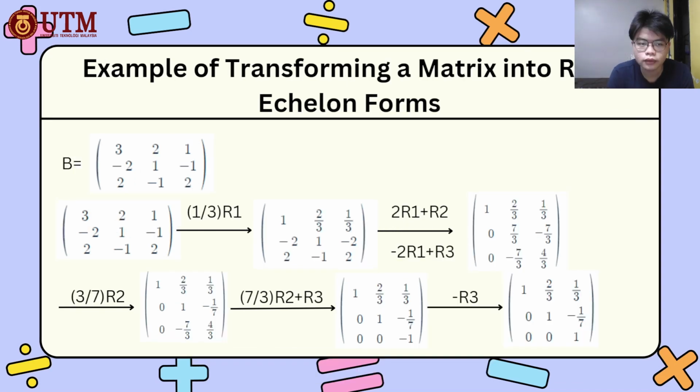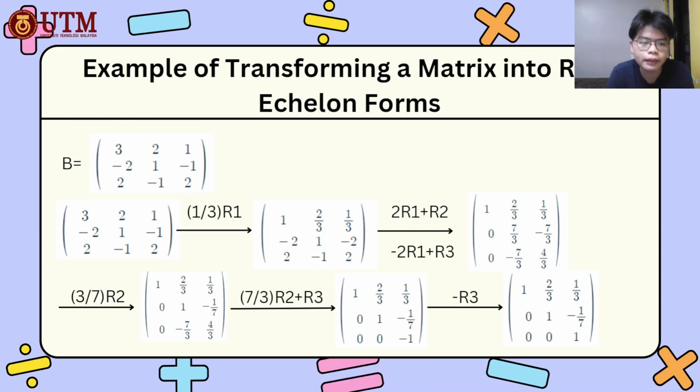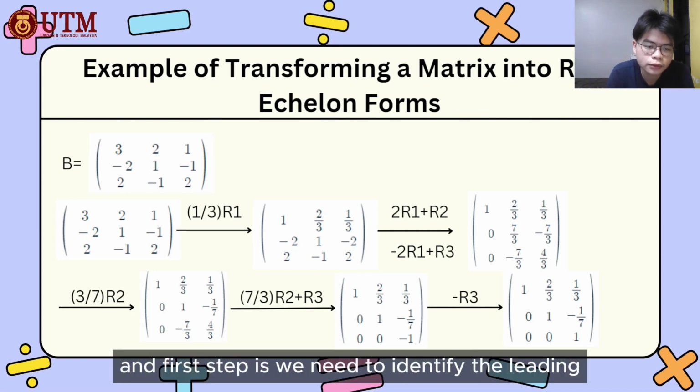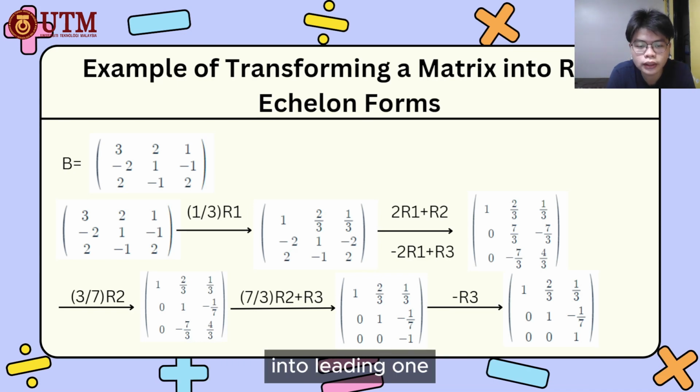This is the second example of transforming a matrix into reduced row echelon form. The B matrix is given below, and the first step is we need to identify the first leading one in the first row. Since there is no leading one, we need to change the 3 into a leading 1.